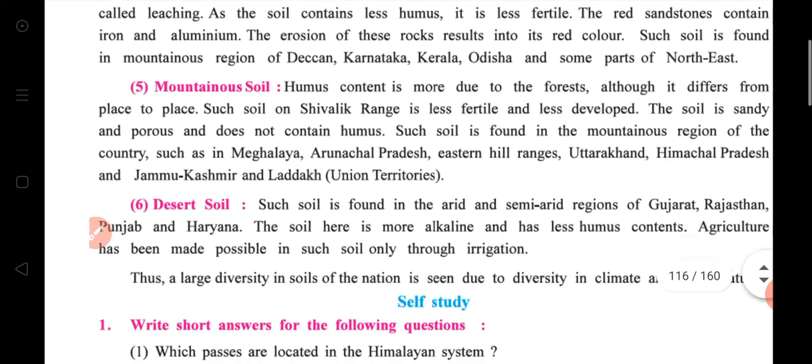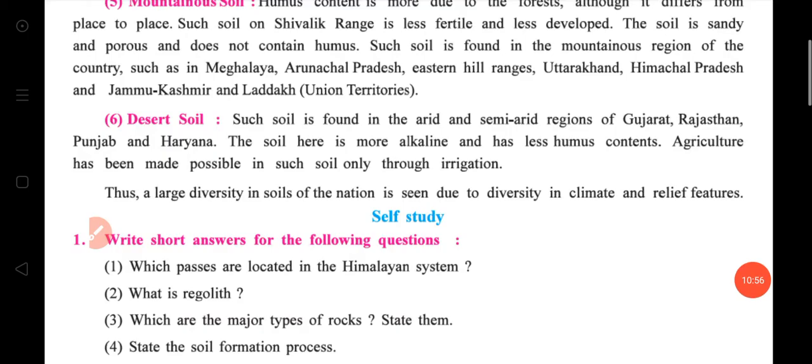Then next, desert soil. Such a soil is found in arid and semi-arid regions of Gujarat, Rajasthan, Punjab and Haryana. Mostly it is found in Gujarat, Rajasthan, Punjab and Haryana. The soil here is more alkaline and has less humus content. So agriculture has been made possible in such soil only through irrigation. Without irrigation, we cannot use this soil for agriculture purposes.